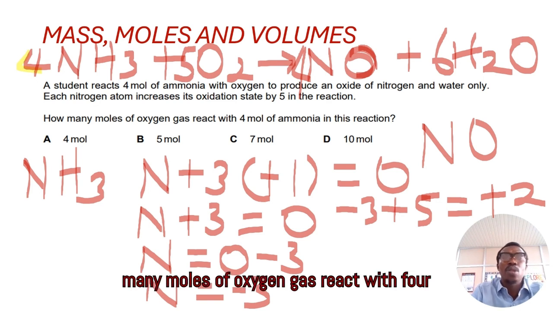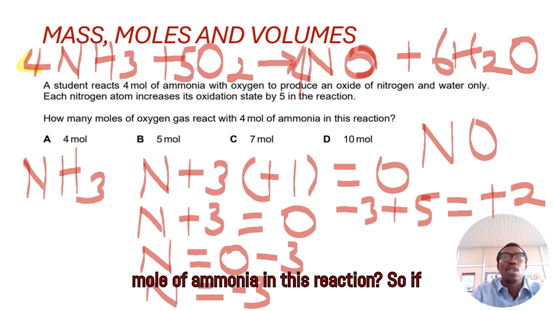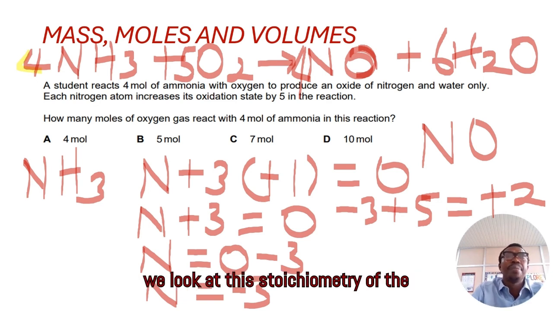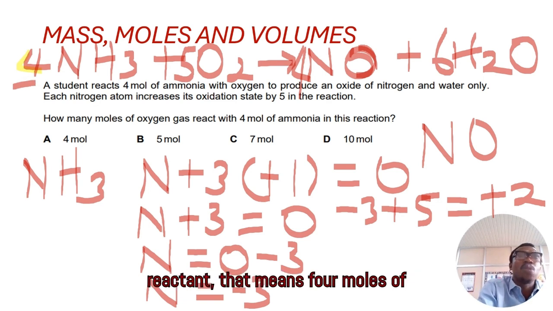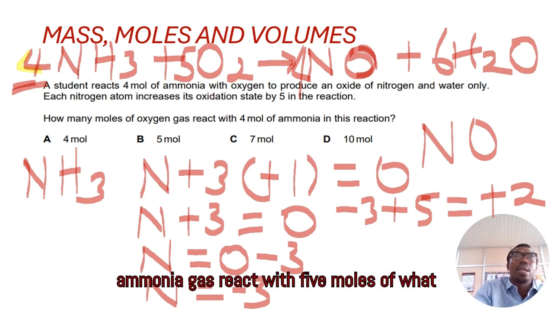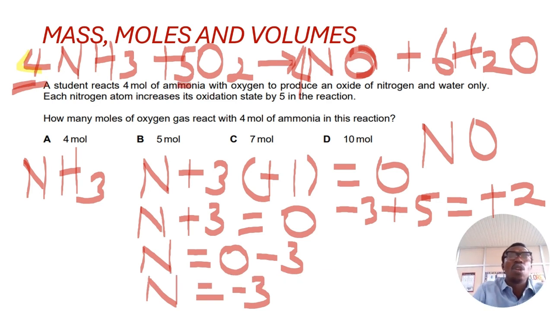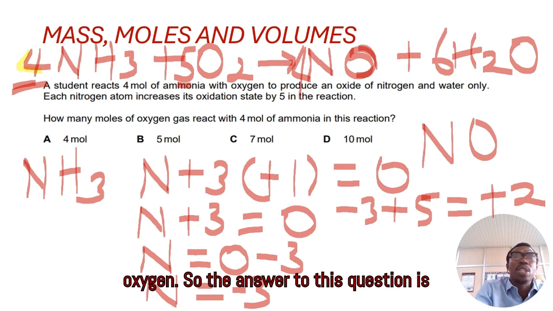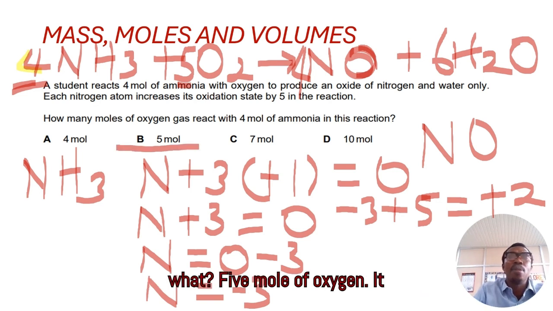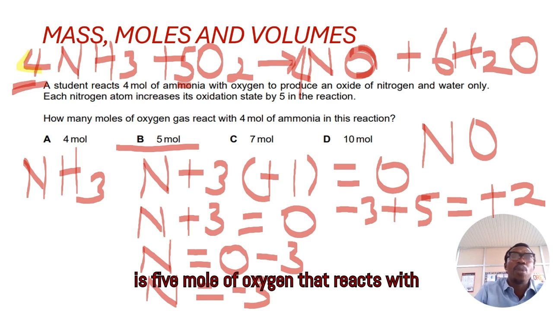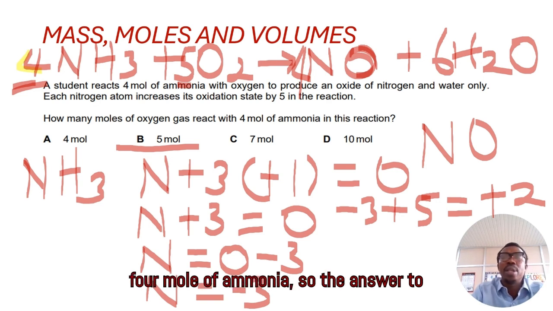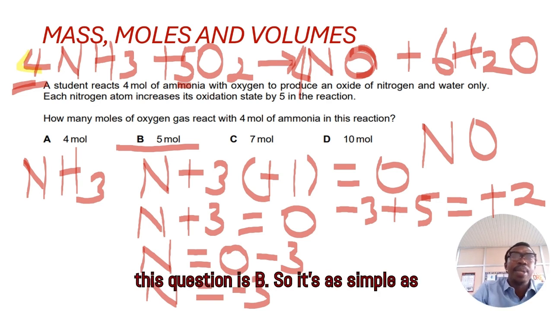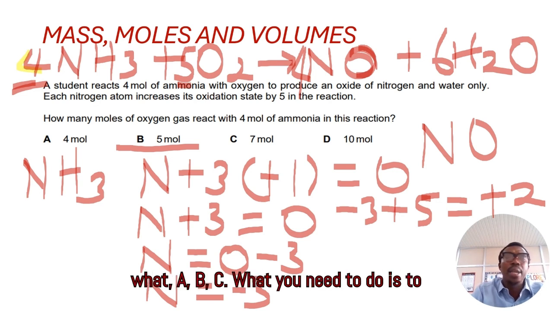The question asks how many moles of oxygen gas react with 4 mole of ammonia in this reaction. So if we look at the stoichiometry of the reactants, 4 moles of ammonia gas react with 5 moles of oxygen. So the answer to this question is 5 mole of oxygen. It is 5 mole of oxygen that reacts with 4 mole of ammonia. So the answer to this question is B. So it's as simple as A, B, C.